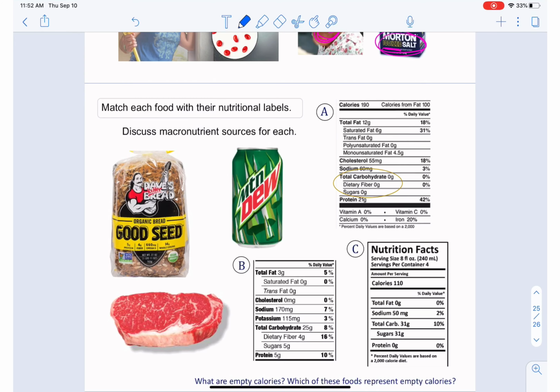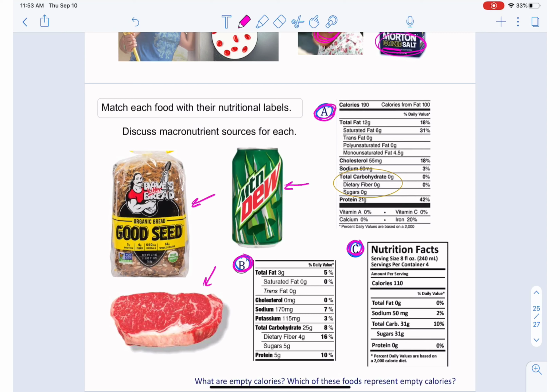And the last thing I want to do is take all this nutritional information that we've learned and apply it to some actual foods. And this is part of your nutrition label assignment, but I'll go ahead and get you guys going on it right now, and then we'll review it later. So the first thing that I want you to do is match each of these nutritional labels with each of these foods. So we have Dave's Good Seed Bread, we have this highly marbled steak, and we have a can of Mountain Dew. And so I want you to match each of these foods with the appropriate nutritional label.